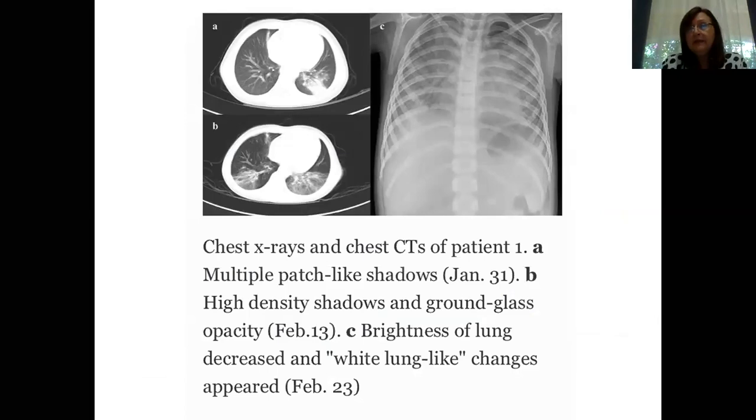Some children may present with severe disease, and these chest X-rays and chest CTs are of a pediatric patient presenting with severe illness, and they can show progression of disease. In the CT above, we have multiple patch-like shadows indicative of the chest infection, and in B, progressing to high-density shadows and the famous ground glass opacities. And in the X-ray, C, brightness of lung decreased and white lung-like changes appear. And unfortunately, this pediatric patient is still in the ICU.